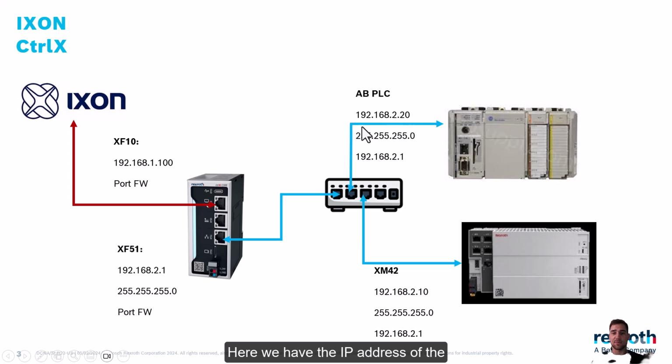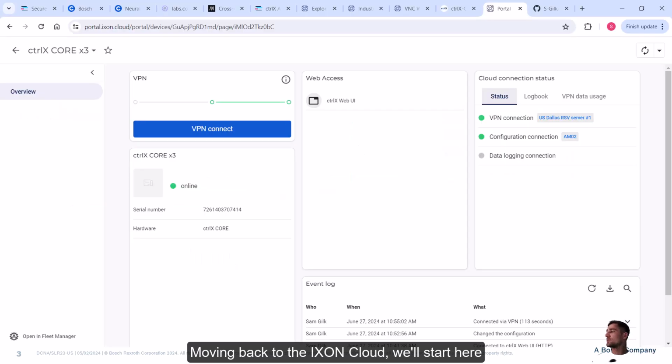So here we have the IP address of the Allen Bradley PLC, we have the subnet mask, and we have the gateway address, which, if you notice, is the address of the XF51 network interface. This doesn't have to be set, like I said, if we utilize the firewall application. So I'll show both of these configurations in the example ahead. So moving back to the IXON Cloud, we'll start here.